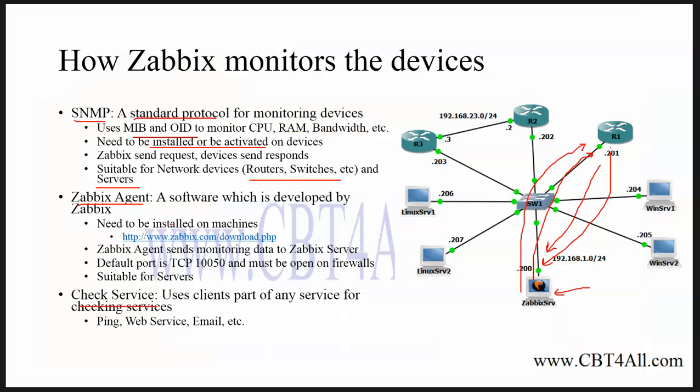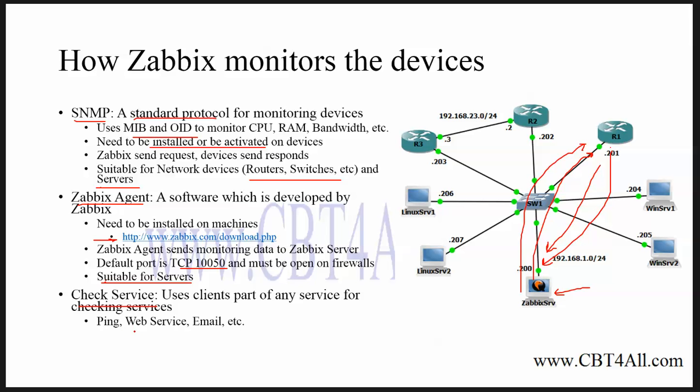So if you want to use this solution for monitoring devices, which is only appropriate for servers because you have to install the Zabbix agent on the machine, you can go to this site. But please notice that the default port for this service is 10050. This TCP port should be open on your firewall, for example. And the last thing is that Zabbix has the facility to check services.